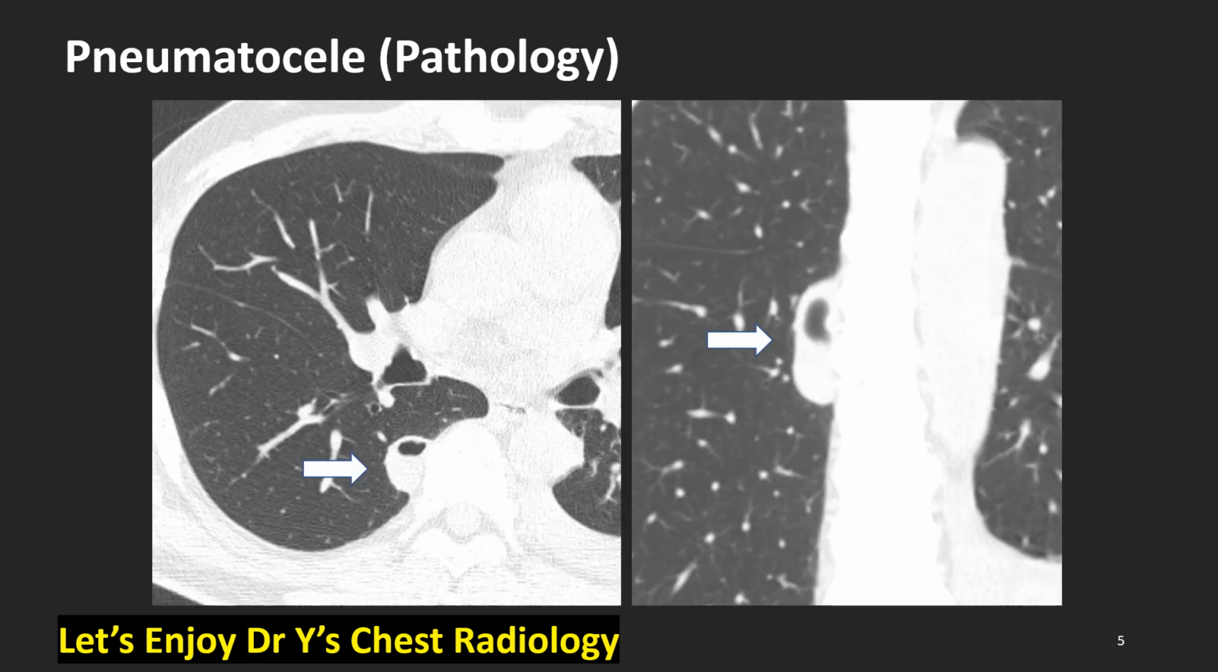Pneumatocele pathology. Arrows indicate pneumatocele with air-fluid level in axial and coronal reconstruction CT images.